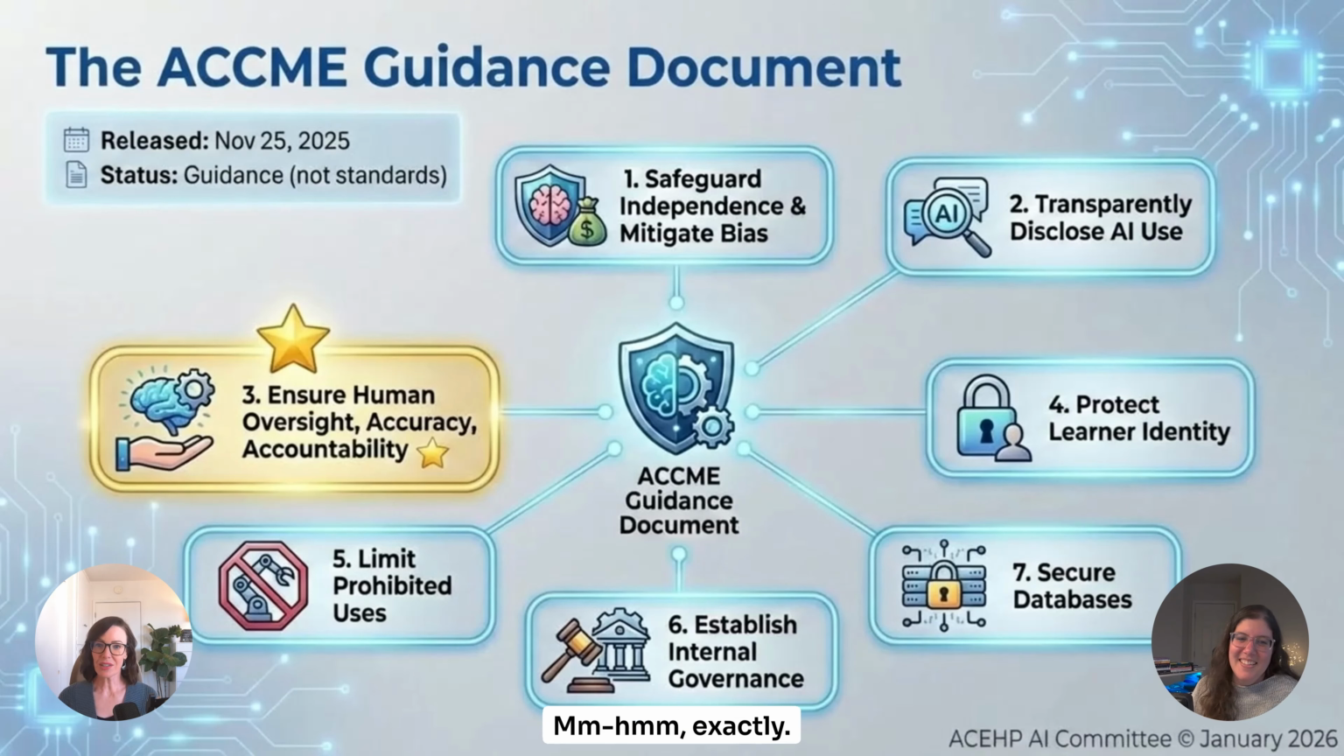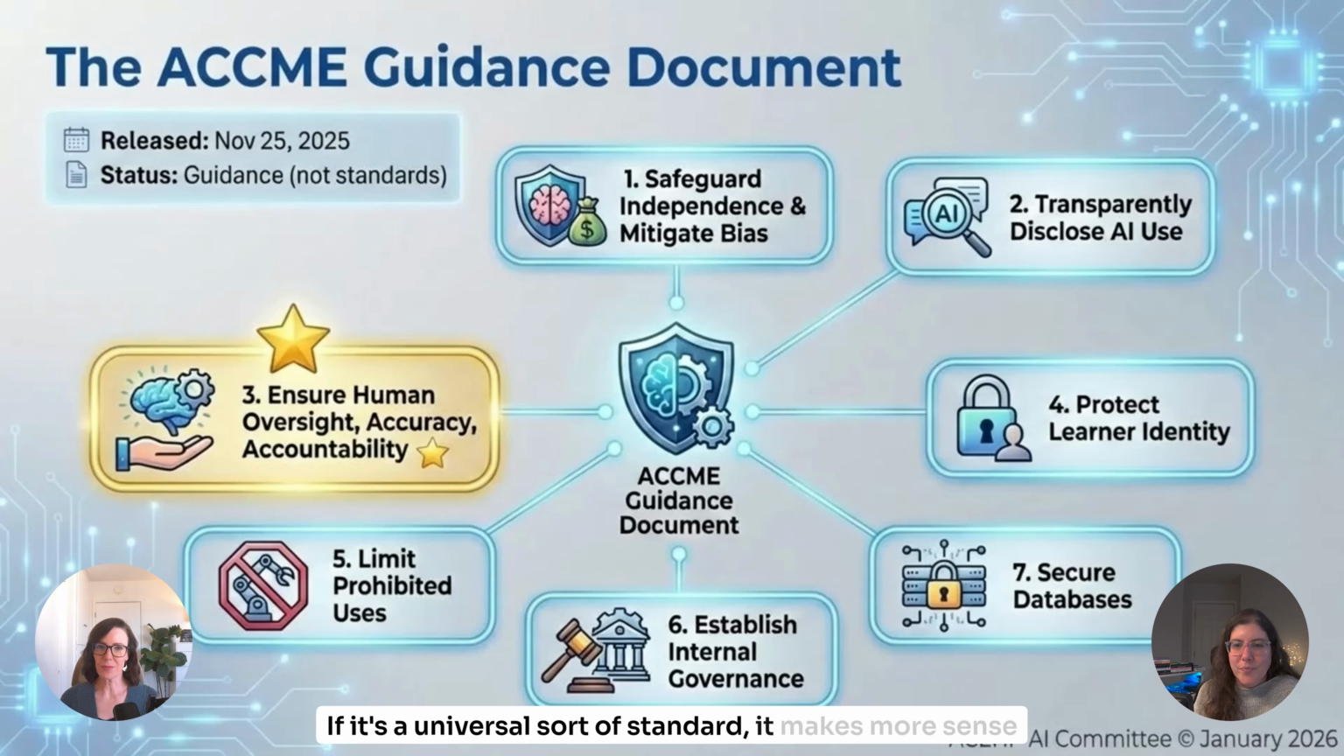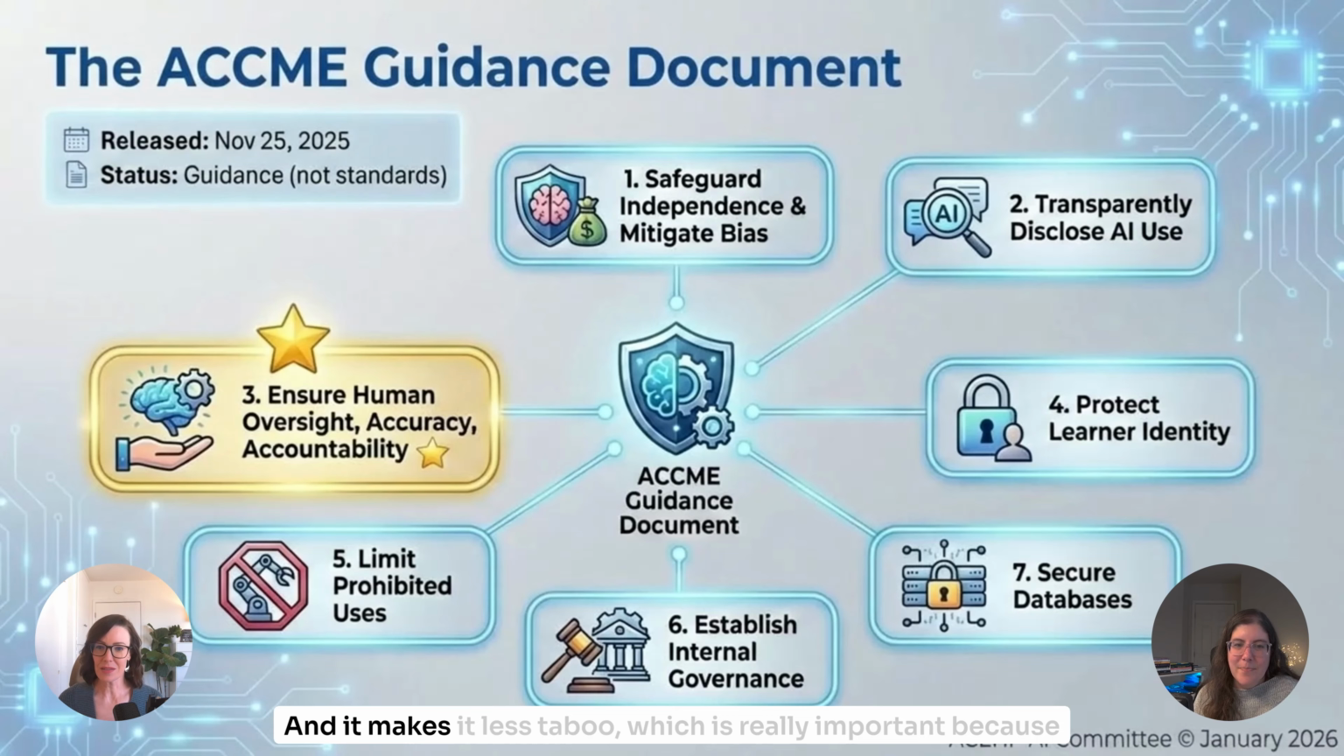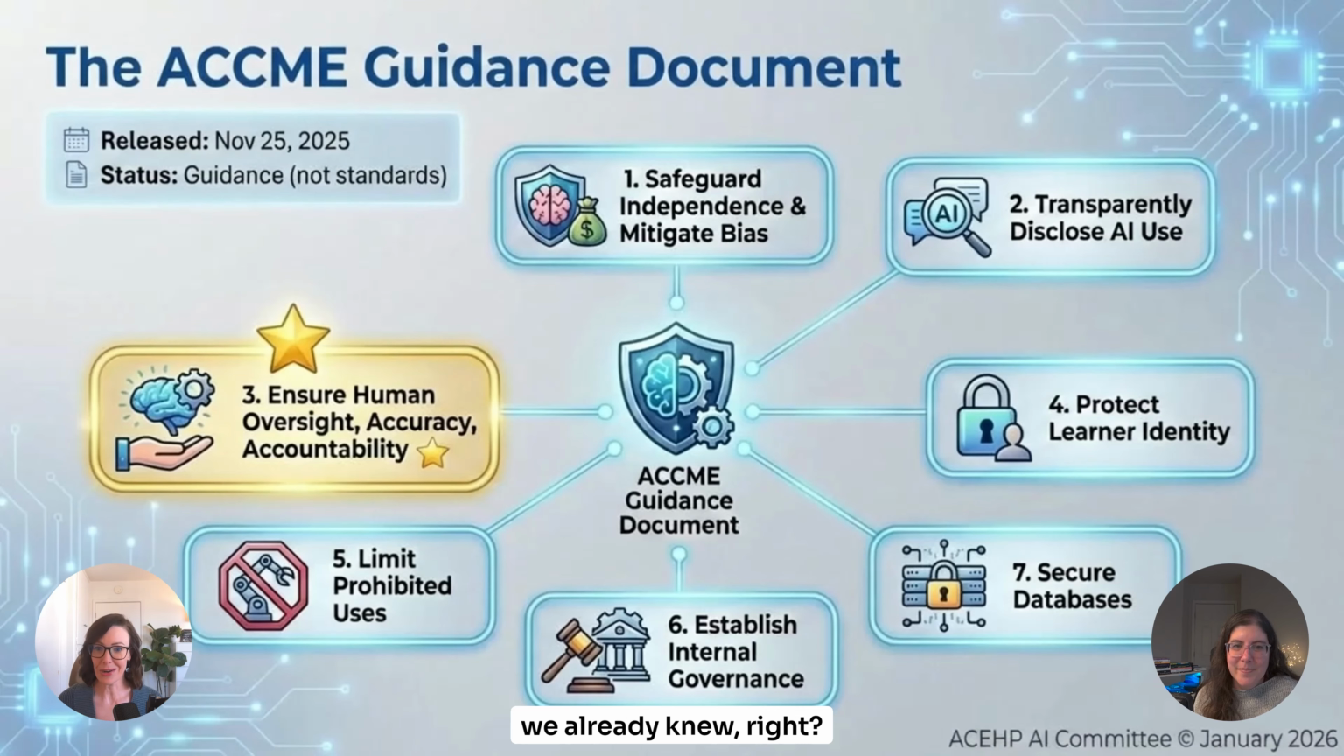Exactly. If it's a universal standard, it makes more sense, because before this was out there, if you disclosed your AI use, it would be almost like you're admitting that you're doing something bad, something naughty. But now it's like, no, we know everybody's doing it. Just document how you're doing it. And it makes it less taboo, which is really important because we already knew everybody's using it, but a lot of people aren't admitting that because they think it is something that will get them in trouble.